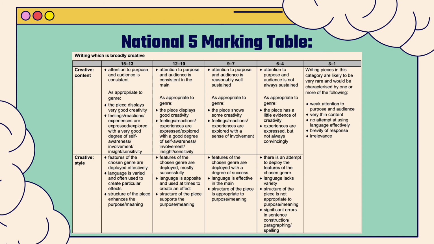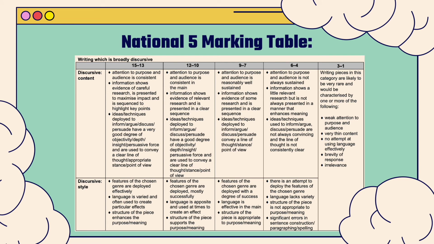Here is an example of the marking table. Okay, at both National 5 and Higher, the essays are marked using a grid in a very similar fashion to the way your critical essays are marked for your critical reading papers. As you can see, the maximum score you can get is 15. The one that is currently on your screen is the National 5 creative marking scheme. However, the Higher one is very similar.